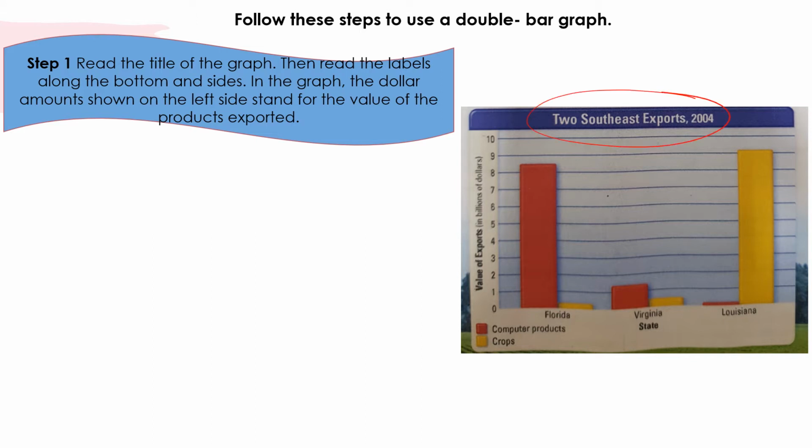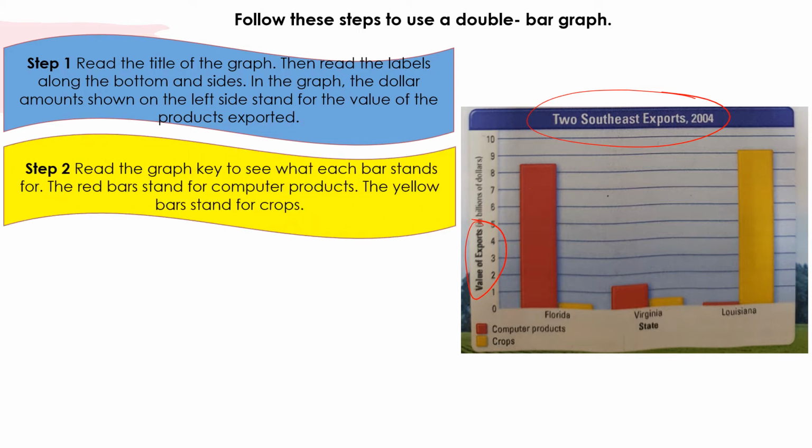So you need to study the information on the left side and bottom of the graph. For example, on the left part, you can see the value of exports, which is here, but not the amount. The values are given in billions of dollars.